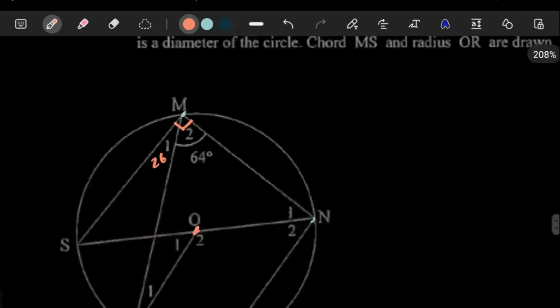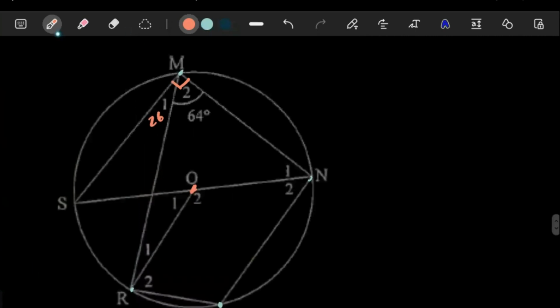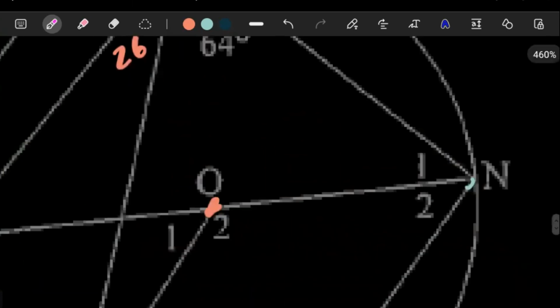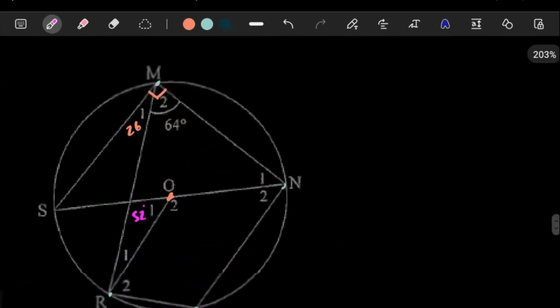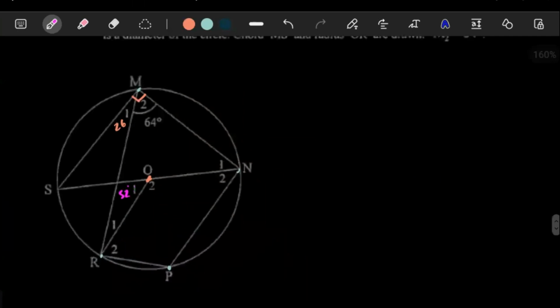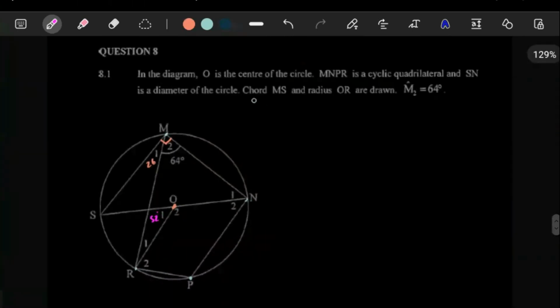And then, just by looking at the sketch and knowing your work, if this is 26, this has to be double, so it's 52, because the angle at the center is double the angle at the circumference. And then what else? Let's just carry on. Then they said here called MS. There's MS over there, and the radius OR they have just drawn. So you have the radius OR here, and then there's OS, ON, and then MS.